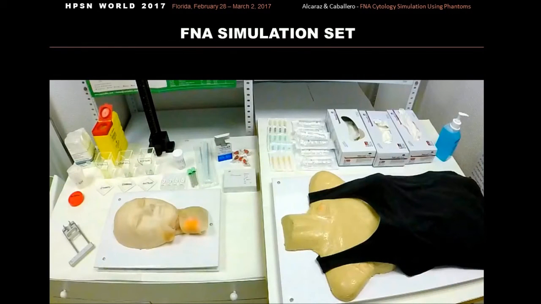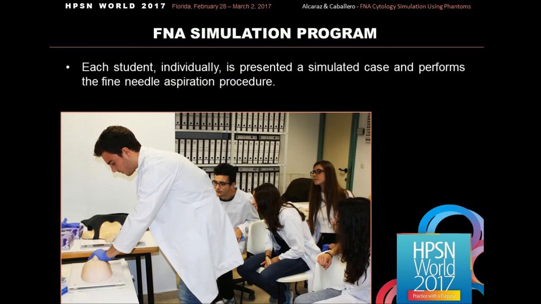Here we have everything we need. We have syringe and needles, we have the Cameco pistol, gloves, alcohol solutions for an antiseptic technique, we have the glass slides, and of course we have the simulators. Each student individually is presented a simulated case. He has to face a patient. In this case, they must perform the fine needle aspiration procedure.